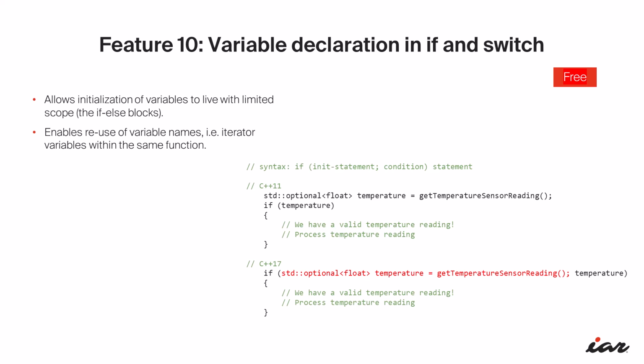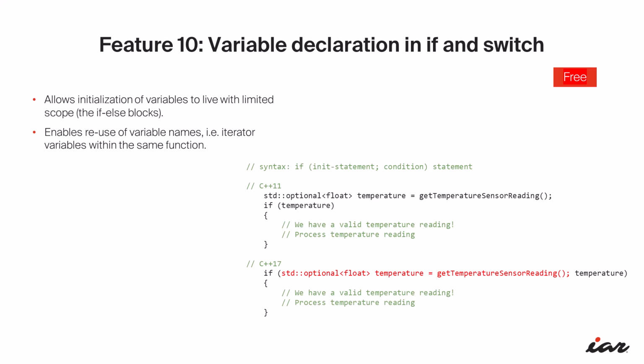C++ 17 allows variable declarations in if and switch statements. This allows variables to be initialized with limited scope. The scope will be limited to the if-else blocks, and this in turn allows you to reuse variable names to make them defined with other meanings further down in the function.